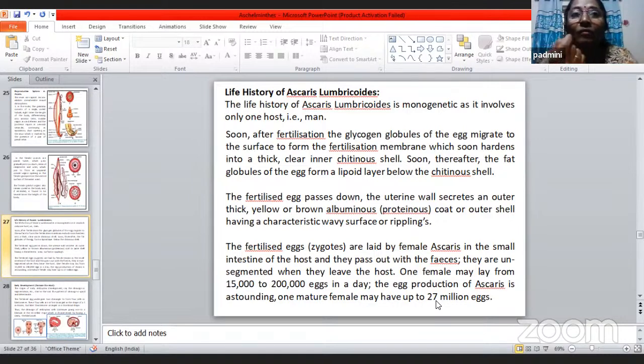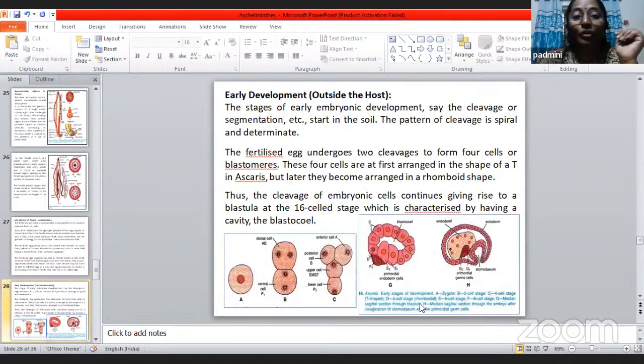So even if one egg enters a human, it's enough for their survival. That is the reason why they try to lay this many eggs, almost millions a year. So 2 lakh eggs per day is the number of eggs they lay.